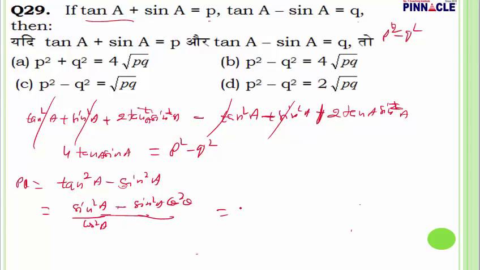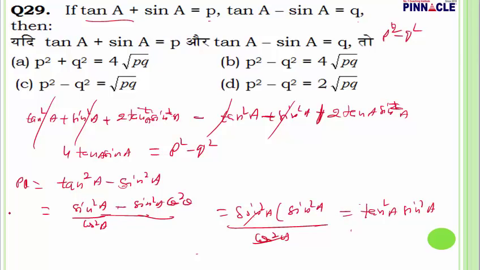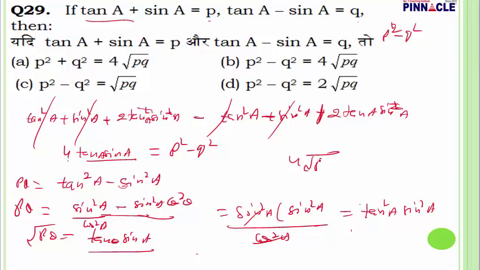You can take common sine square here, then we will have 1 minus cos square theta, and 1 minus cos square theta divided by cos square theta is equal to tangent square theta. So tangent square a and sin square a is equal to pq, and the root of pq would be equal to tangent theta and sin theta. You can say tangent a and sin a, so you can put here 4 pq is equal to p square minus q square.